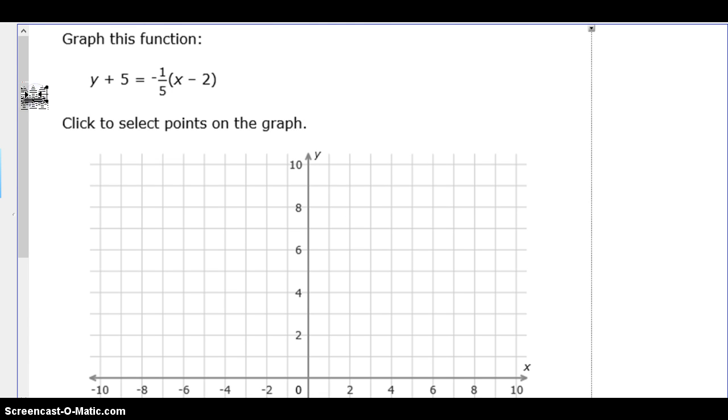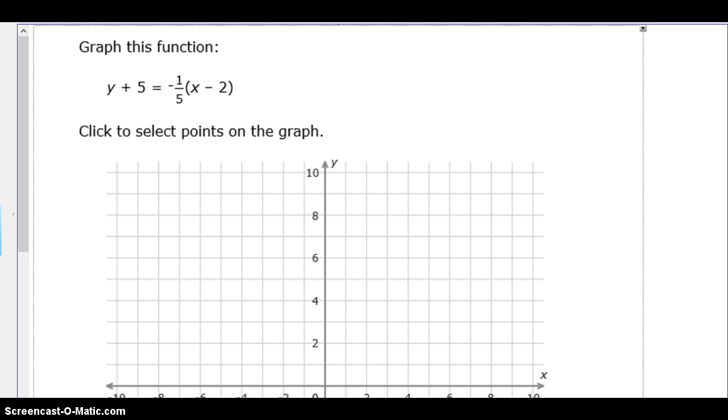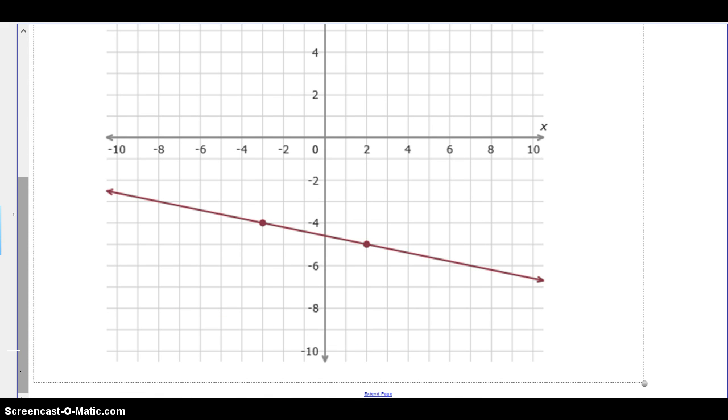Make sure you're going 2, the 2 is the x, the -5 is the y. And then my slope is -1/5. So from there, that means I either go up 1 and back 5, or I can go down 1, right 5, 1, 2, 3, 4, 5, and then oh gosh, where'd it go? Way down here. I connect my dots. I could have done it either way and it would have let me go.